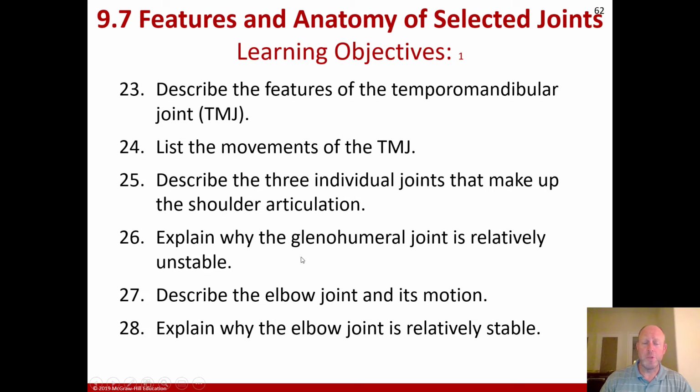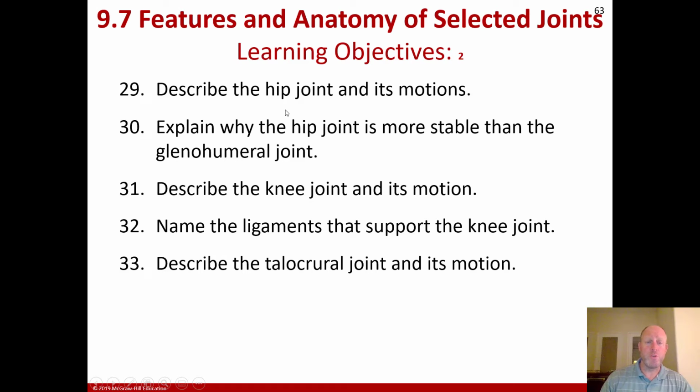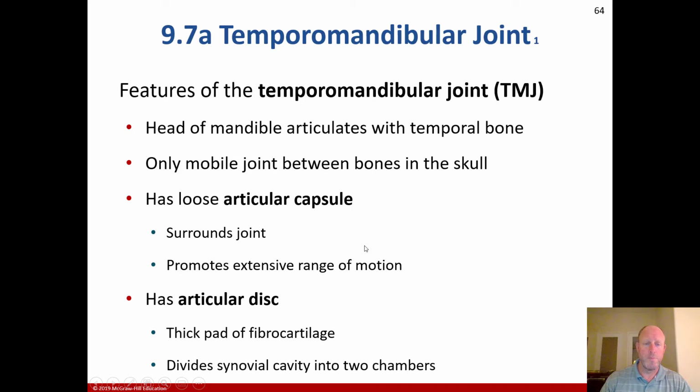Explain why the glenohumeral joint is relatively unstable. Describe the elbow joint and its motion, and explain why the elbow joint is relatively stable. Also be able to describe the hip joint and its motions, explain how the hip joint is more stable than the glenohumeral joint, describe the knee joint and its motion, name the ligaments that support the knee, and describe the talocrural joint and its motion, the ankle joint.